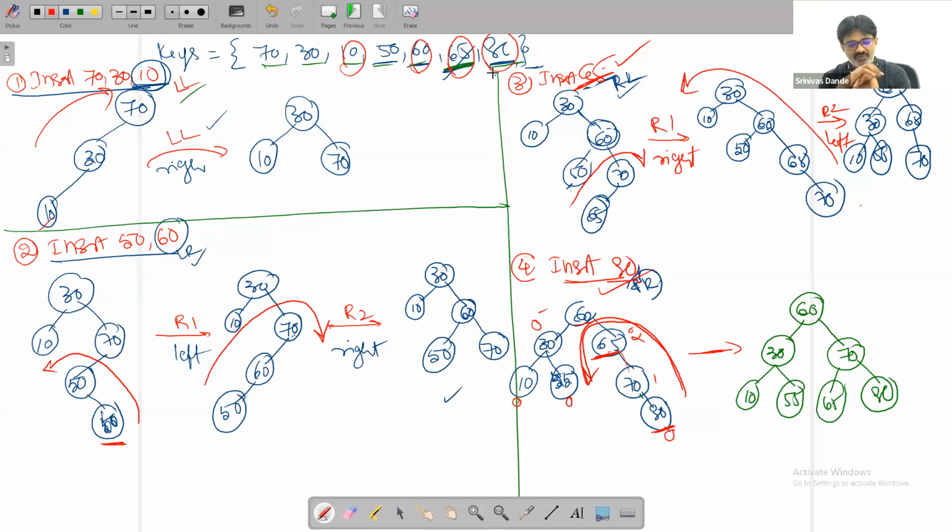Okay. That's about AVL trees, guys. In the next session, we will see red-black trees. Red-black trees are most important. Industry uses both AVL trees and red-black trees, but red-black trees are used more commonly than AVL trees. TreeSet and TreeMap in Java use red-black trees, not AVL trees.